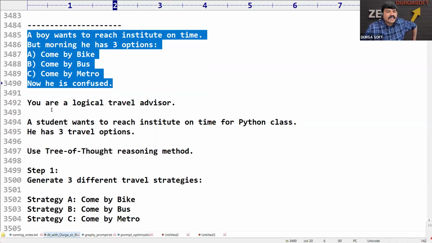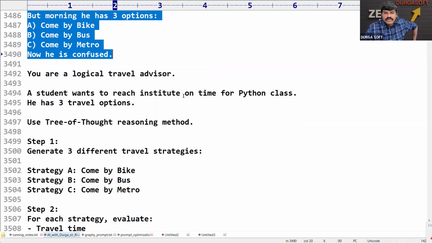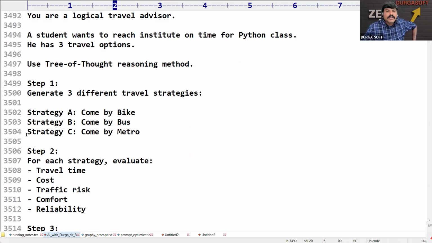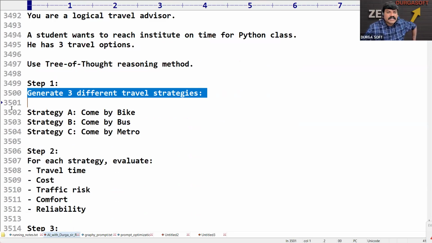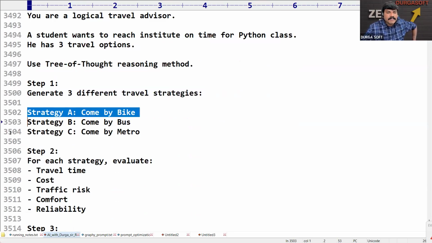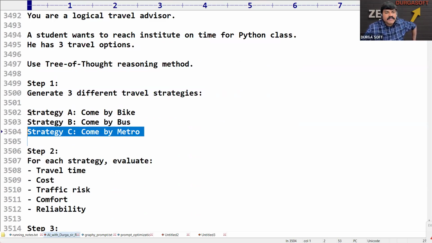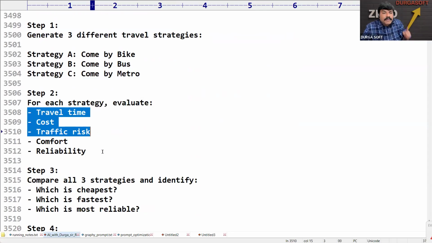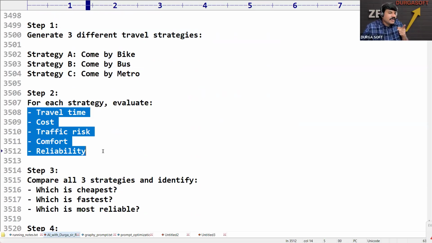Observe. You are a logical travel advisor. A student wants to reach an institute on time for Python class. He has 3 travel plans. Use the TOT reasoning method. Generate 3 different strategies. Strategy A, come by bike, come by bus, come by metro. For each strategy evaluate travel time, cost, traffic risk, comfort, and reliability. You provided your factors. So can you please compare bike, bus, metro with respect to these factors?